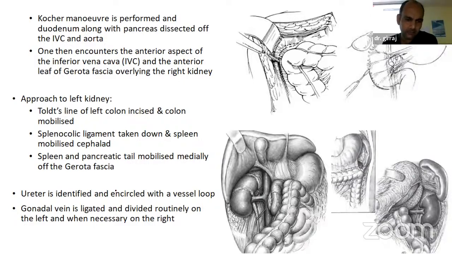At the lower pole, the ureter is identified and encircled with a vessel loop. The gonadal vein is ligated and divided routinely on the left and when necessary on the right.